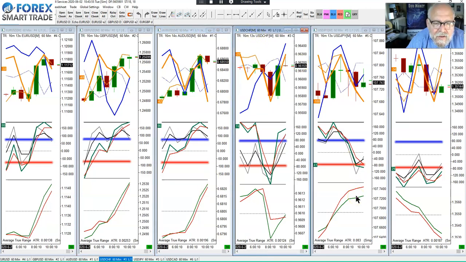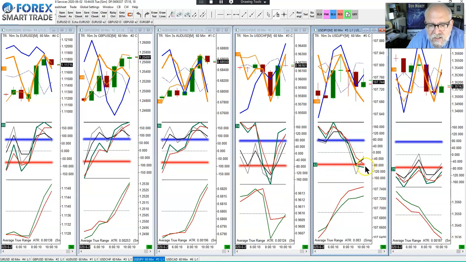Dollar Swiss franc. Overbought, but everybody's still going up. Dollar yen, we're just hitting the channel here, and it's starting to go sideways, so nothing.